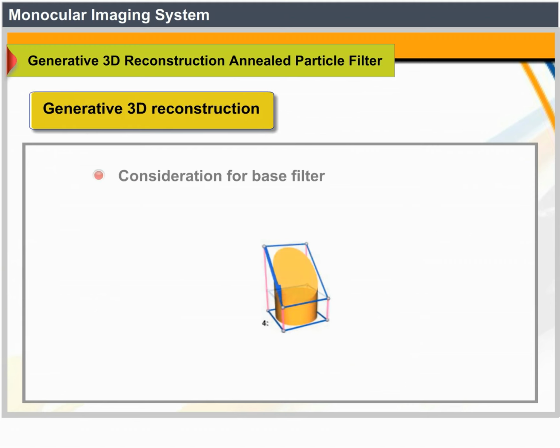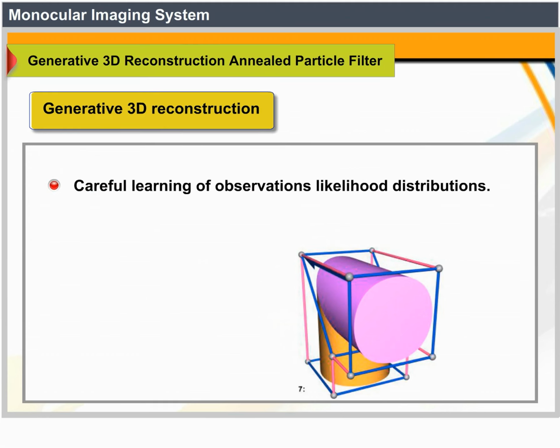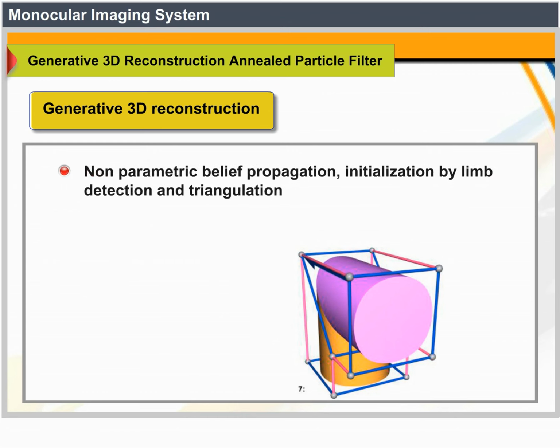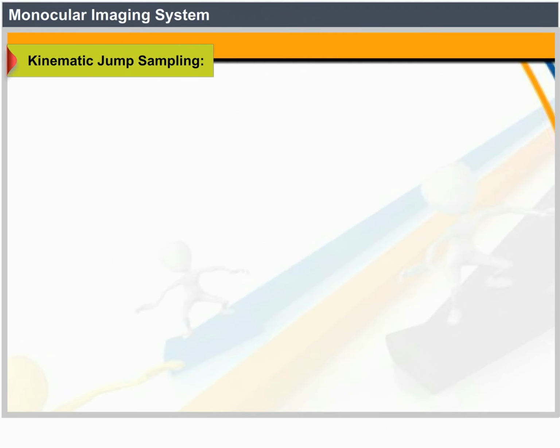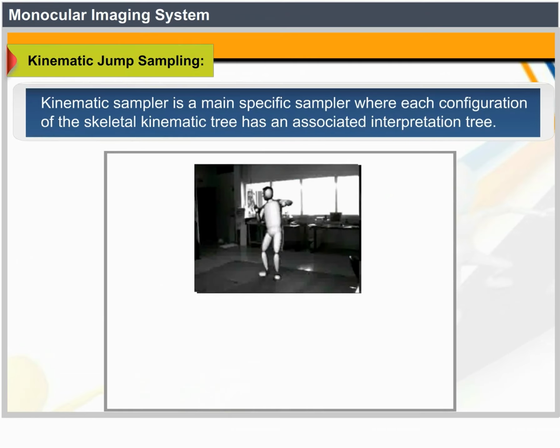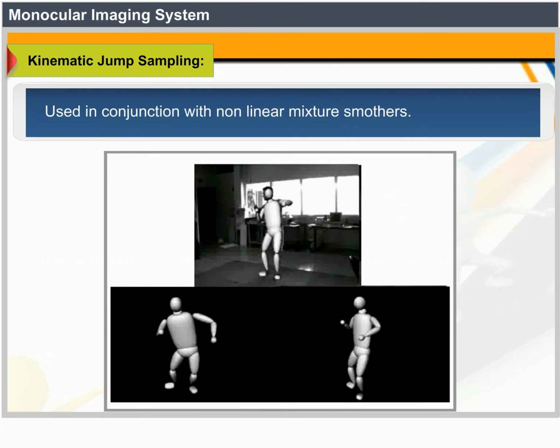Generative 3D reconstruction with a condensation-based filter. Dynamical models, careful learning of observations and likelihood distributions. Non-parametric belief propagation, with initialization by limb detection and triangulation. Kinematic jump sampling: the kinematic sampler is a domain-specific sampler where each configuration of the skeletal kinematic tree has an associated interpretation tree. Used in conjunction with nonlinear mixture smoothers.